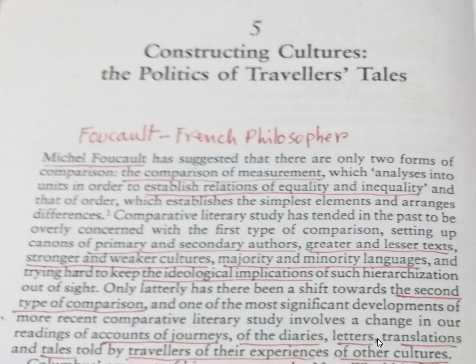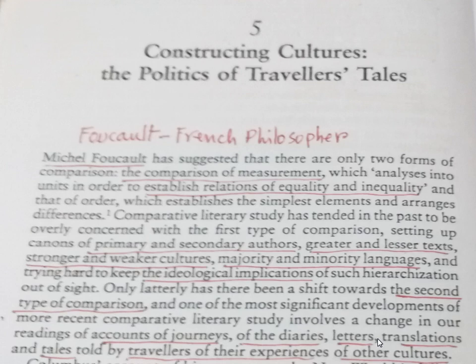But what is the second one? The second one, Michel Foucault said, is another kind of comparison in comparative literature, called thematics. What is the theme of these writings? Readings of the accounts of journeys. This is the second category.